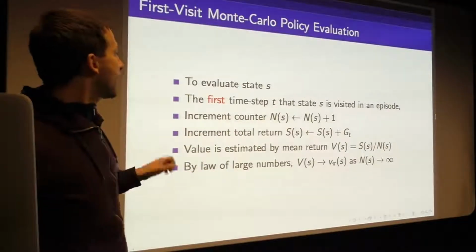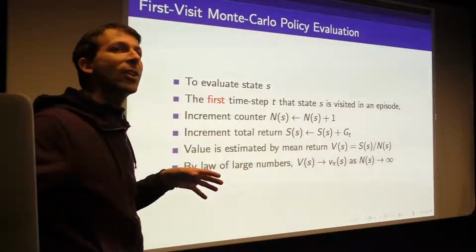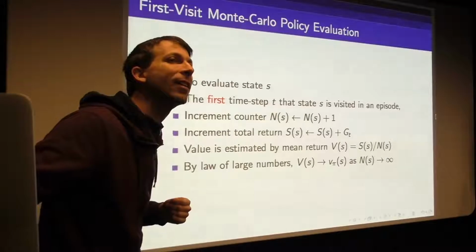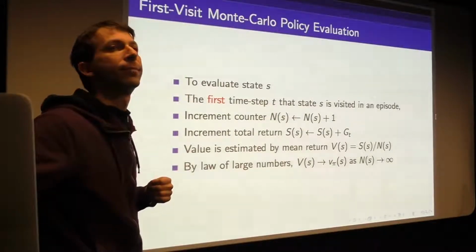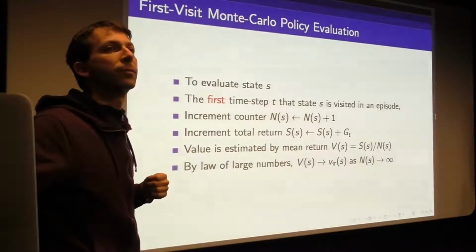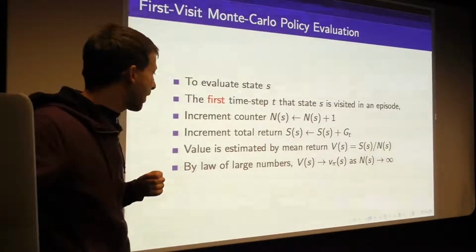Okay, so that's first visit Monte Carlo. Let's look at a very subtly different version. Sorry, quick question. I don't understand, how can you make sure that you visit all the states in each of these?